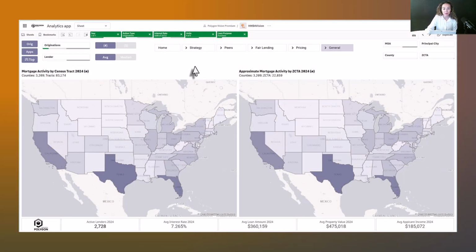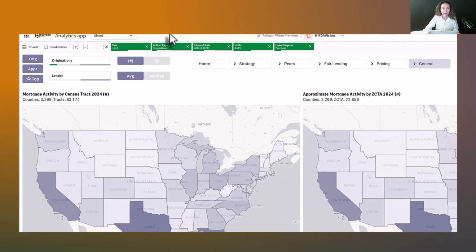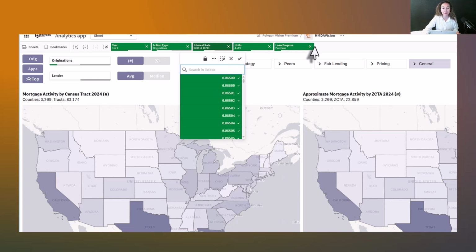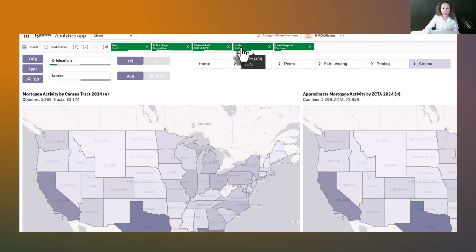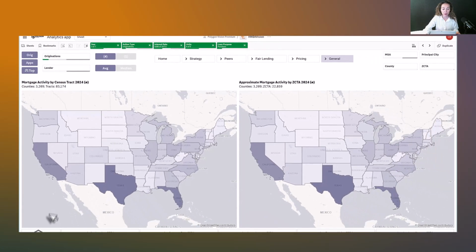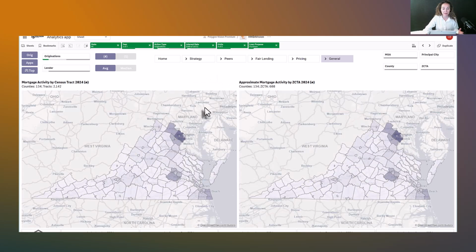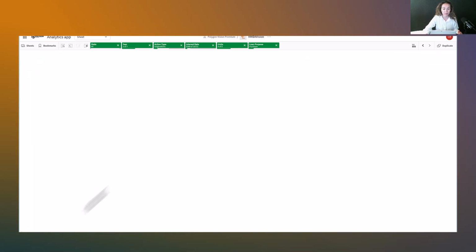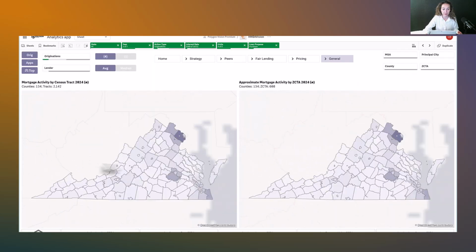In Polygon Vision, we have access to two tools, HMDAVision and HMDAVision. For this part of our analysis, I'll use HMDAVision. I have kept the filters for years, originations, interest rate of 6.5% or higher, purchase, originations, and 1 to 4 units. Now, we want to focus our analysis on a geography, and it's really easy in Polygon Vision to do so. All you have to do is apply filters, either through the filter sheet or directly with the visualization.